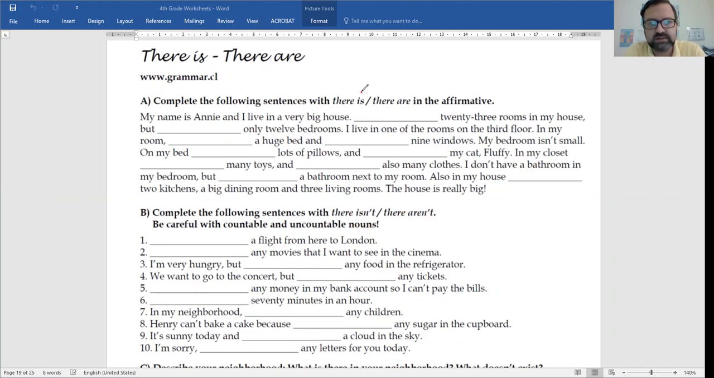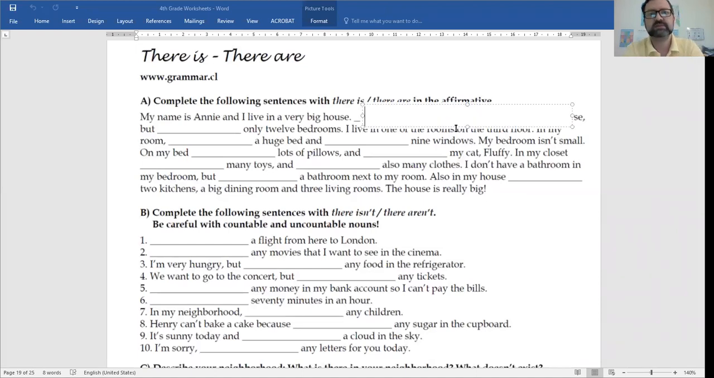We are only dealing with is and are. Affirmative means we are not using the word not. Okay, my name is Annie and I live in a very big house, blank 23 rooms in my house. Wow, that is a very big house, Annie.